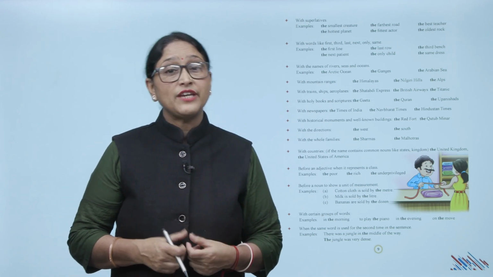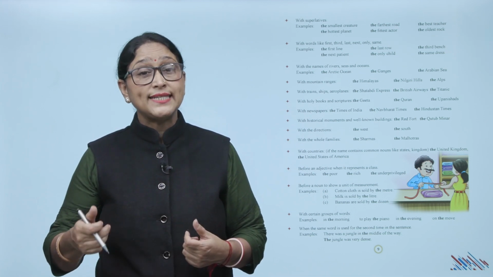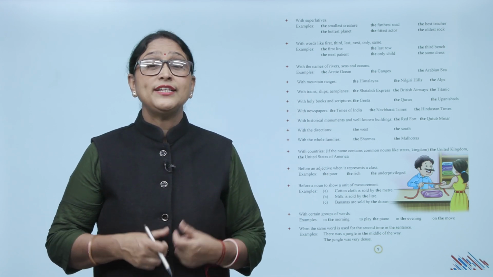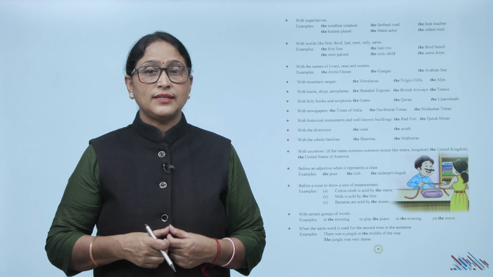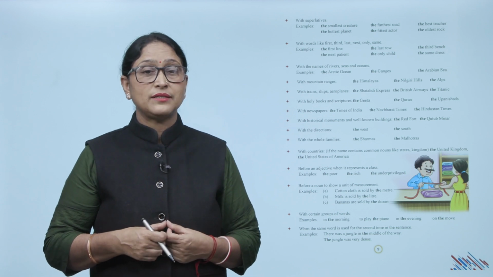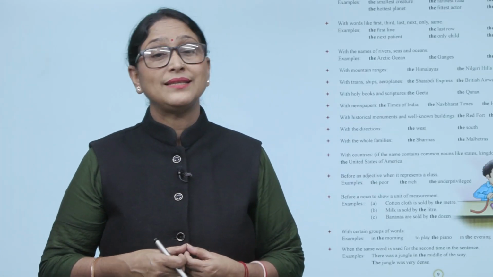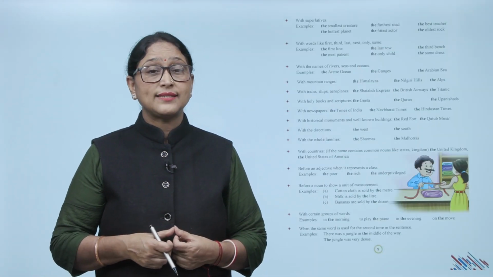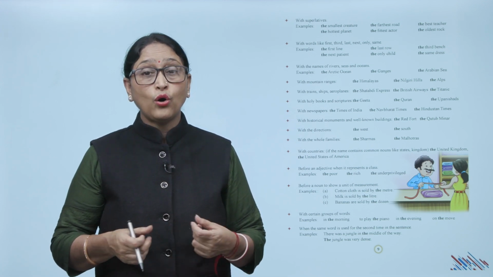With countries, if the name contains common nouns like states, kingdom: the United Kingdom, the United States of America. Before an adjective when it represents a class. Examples: the poor, the rich, the underprivileged. Before a noun to show a unit of measurement. Examples: cotton cloth is sold by the meter. Milk is sold by the liter. Bananas are sold by the dozen. With certain groups of words. Examples: in the morning, to play the piano, in the evening, on the move.